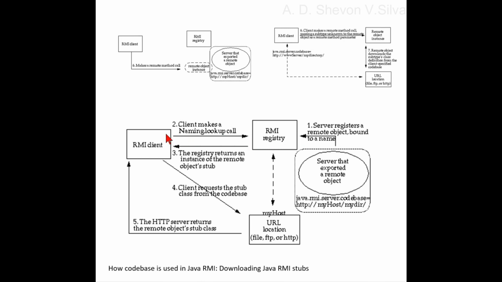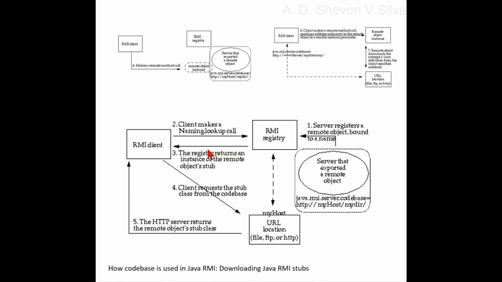Step 2: The Java RMI client requests a reference to a named remote object. The remote object stub instance is what the client will use to make remote method calls to the remote object. Step 3: The Java RMI registry returns a reference, the stub instance, to the requested class.